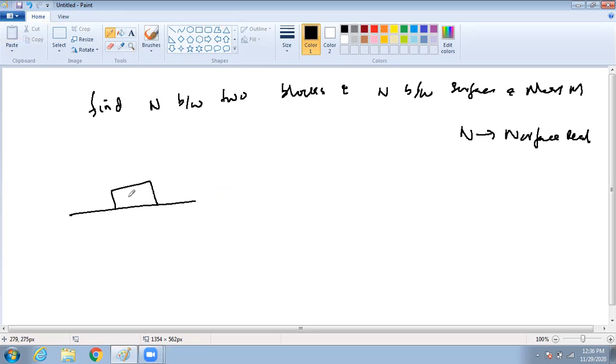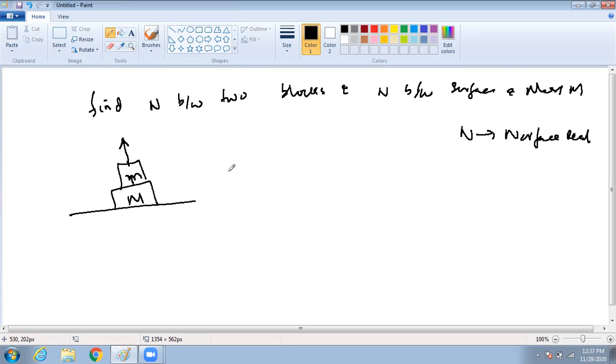So this is a mass m. On that you have a small mass m. You have to find n between the blocks; there is a normal here also, and there is a normal here also. So we need the normal between two blocks and the normal between surface and mass m. So we have to find the normal.